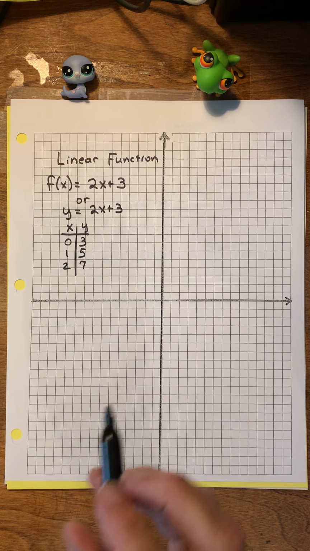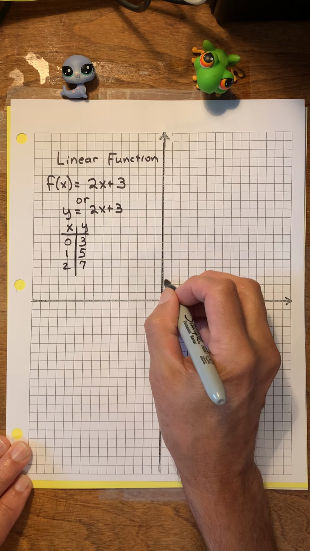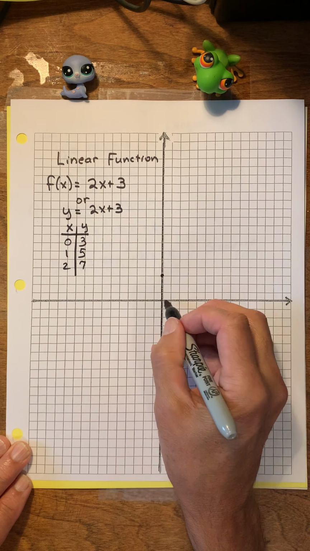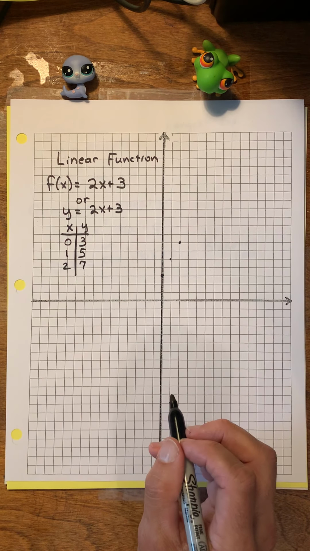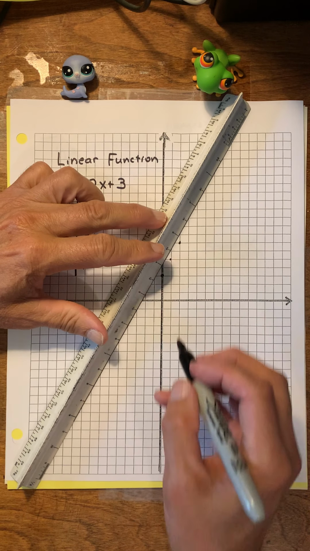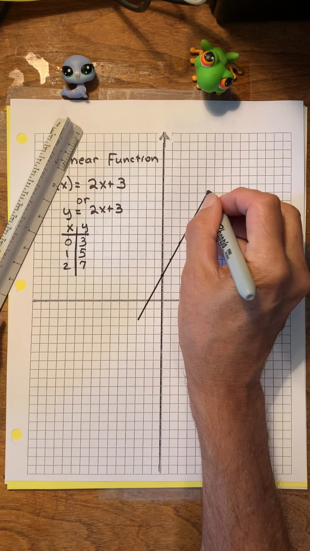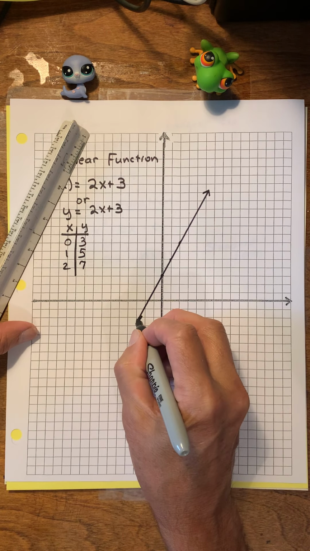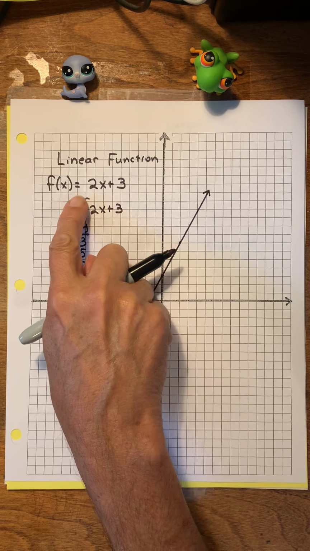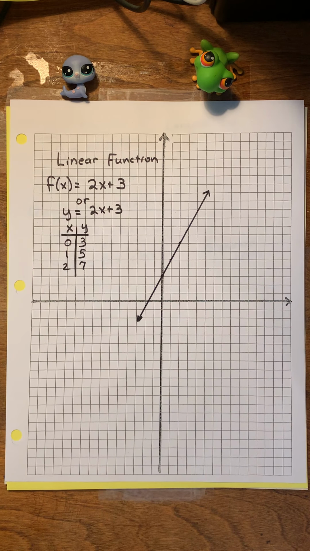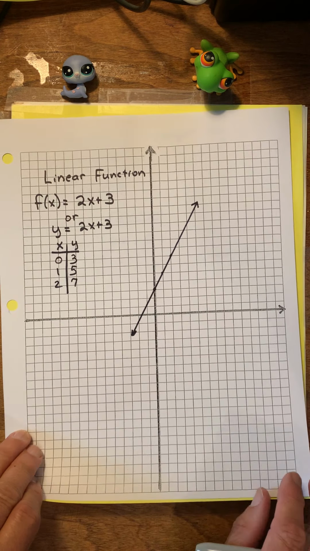I got 3 points. All I really needed was 2 because it's a line, right? 0, 3, 1, 5, 2, 7. And there's the picture of this linear function. Graphs into a line. Every single point on that line satisfies the function y equals 2x plus 3, or if you put it in function notation, f of x equals 2x plus 3. Typical linear function, you're basically already familiar with it.